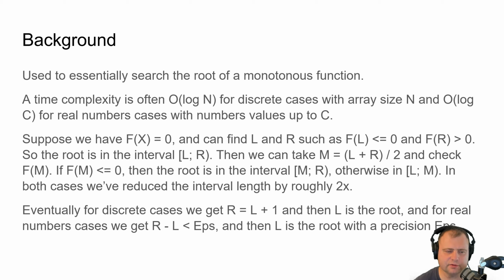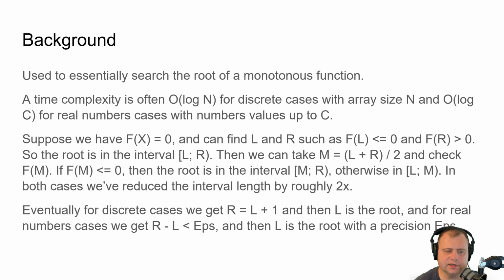Suppose we have some f, from the equation f(x) equals 0. We can find L and R such that f(L) is less than or equal to 0 and f(R) is more than 0. So the root is in the interval from L inclusive to R not inclusive. We can actually just check if f(L) is equal to 0, and then we just return early. Then we can take the approach of m equals (L plus R) divided by 2 and check f(m). If it's less than or equal to 0, then the root is in the interval mR, otherwise it's in Lm.